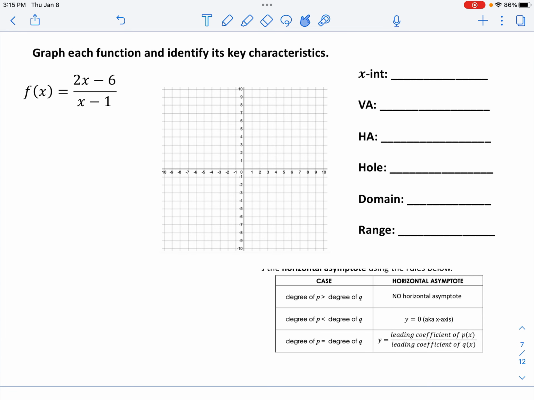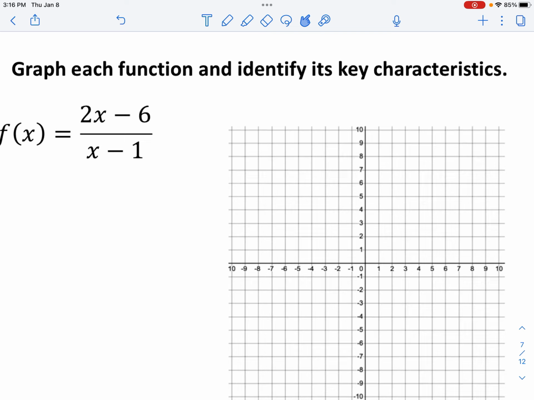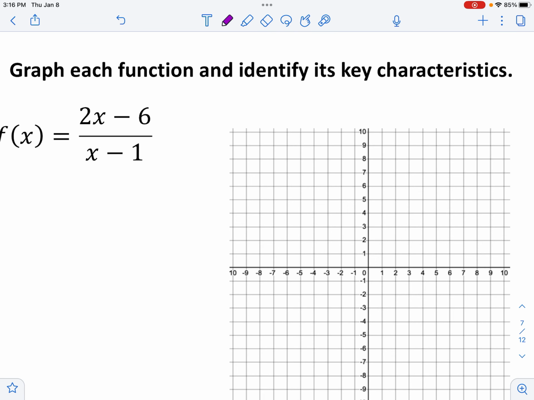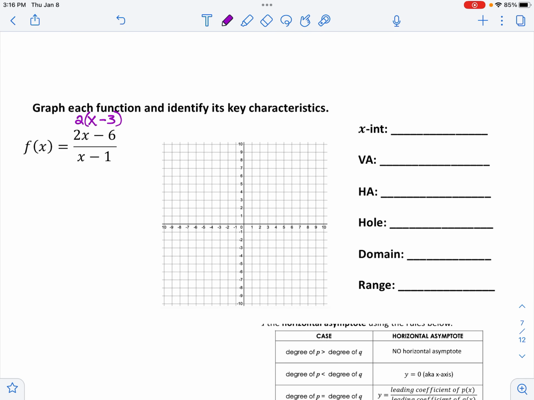So here's our next one. Graph the function, identify its key characteristics. All right, the first thing is to simplify the function. There's not a whole lot to do other than to set the top. Maybe I could factor this, but that's not really going to matter; this is 2x minus 3. Okay, so that's what the numerator really is. So simplify the function, that helps.